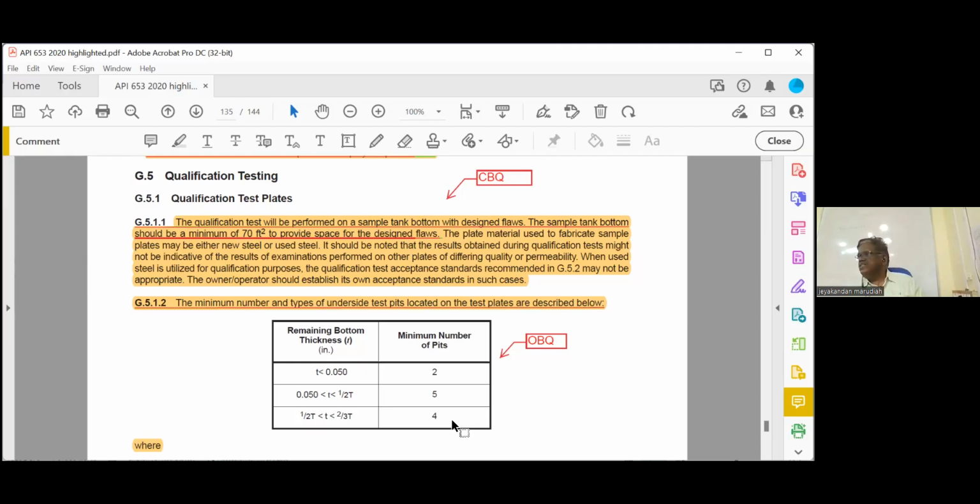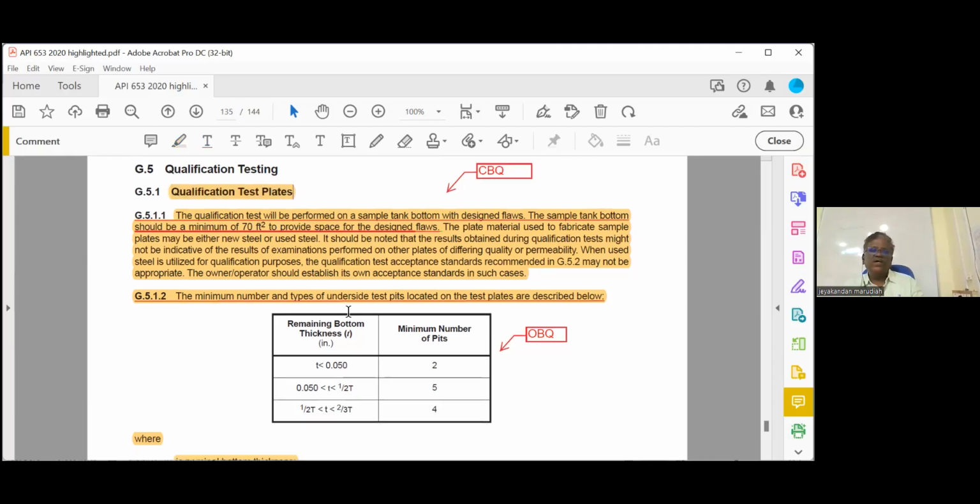The T is missing everywhere, a mistake. This is an open book question. So how many underside pits should you have when the actual thickness of the bottom plate is less than 1.3 mm, 0.05? We should have 2 pits. When the actual thickness is more than 1.3 mm but less than half of the original thickness, we should have 5 pits. When the thickness is up to 2/3 of the original thickness, we should have 4 pits. That is the meaning of this. Now, how many pits for testing should we give the examiner? We should have at least 5 underside pits in the test plate. Yes, qualification. This is the qualification test plate you can see here.